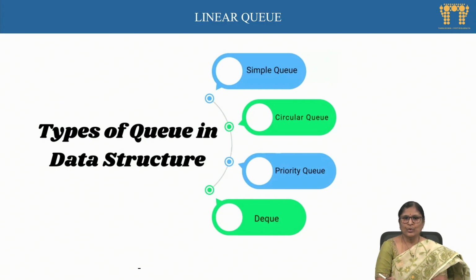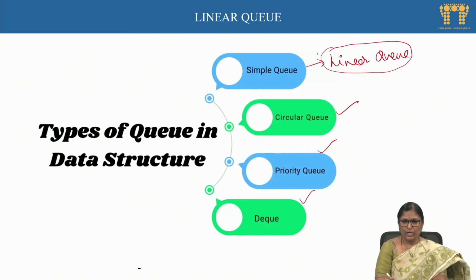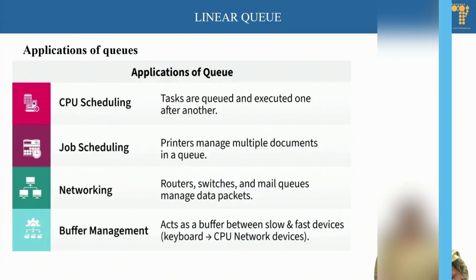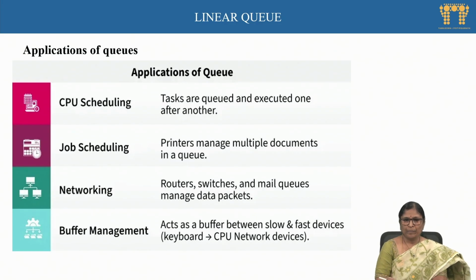Coming to the types of queues available, the first one is the simple queue, also called a linear queue, and the next ones are the circular queue, priority queue, and DQ, which means a double-ended queue. Today we are going to see what a linear queue is and what operations you can perform on a linear queue. Before performing the enqueue and dequeue operations, we would like to know the various applications of queue in computer science.